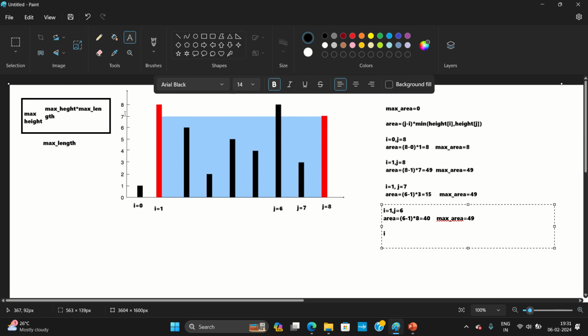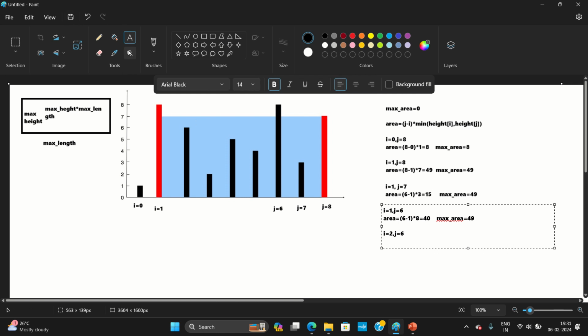By convention, we can move the first pointer, because it is our tendency to always move the first pointer forward. We don't consider moving backward every time. So actually, you can consider moving any one of the pointers. In this case, I move i to the next index. So i is equal to 2 and j remains 6.